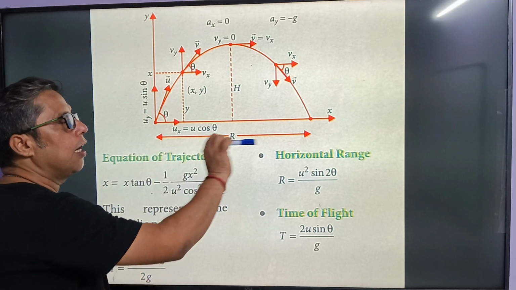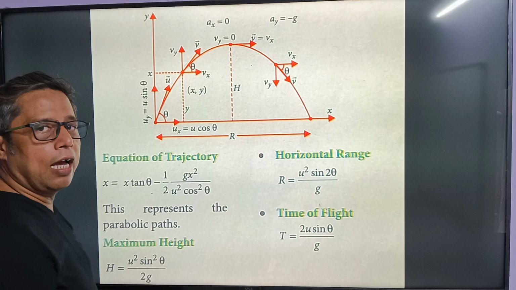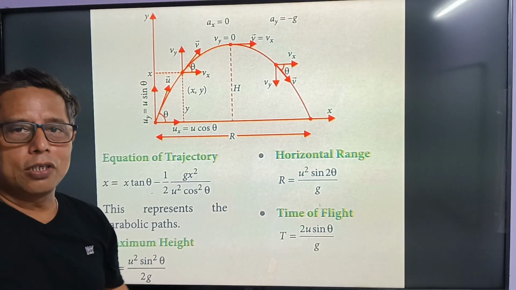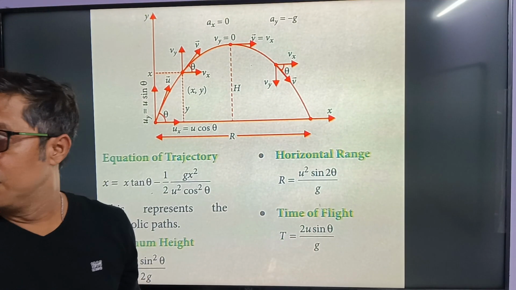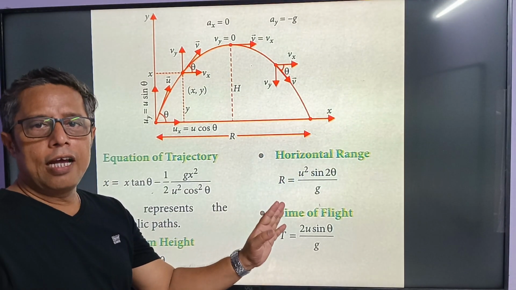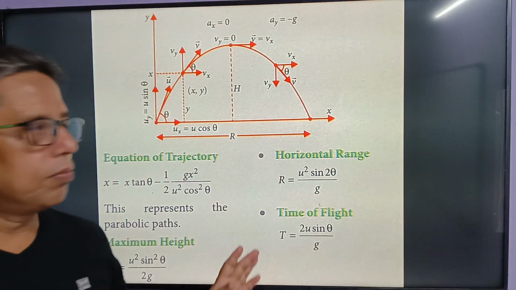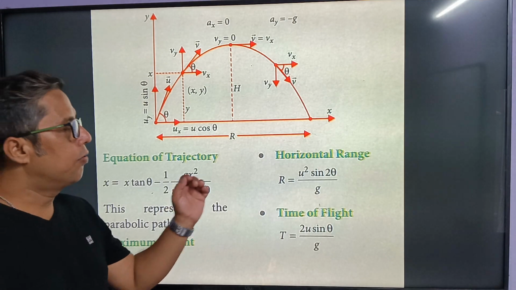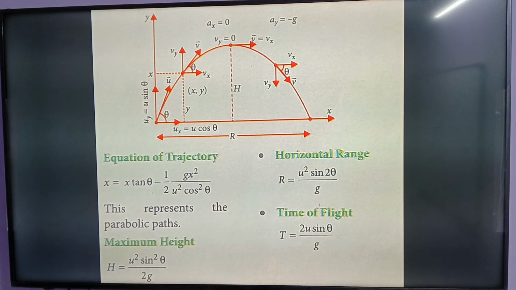Range is always in the horizontal direction. So range means velocity times time. In this direction, it is under uniform velocity. So the velocity is u cos theta and the time is 2u sin theta by g. If you multiply these two, you will get the range here. That's it. Okay, so this is all about the fundamental concept of projectile. Now follow my session. In the next sessions, I will show you how to do the calculations for the different parts. Okay. Thanks for watching the session.